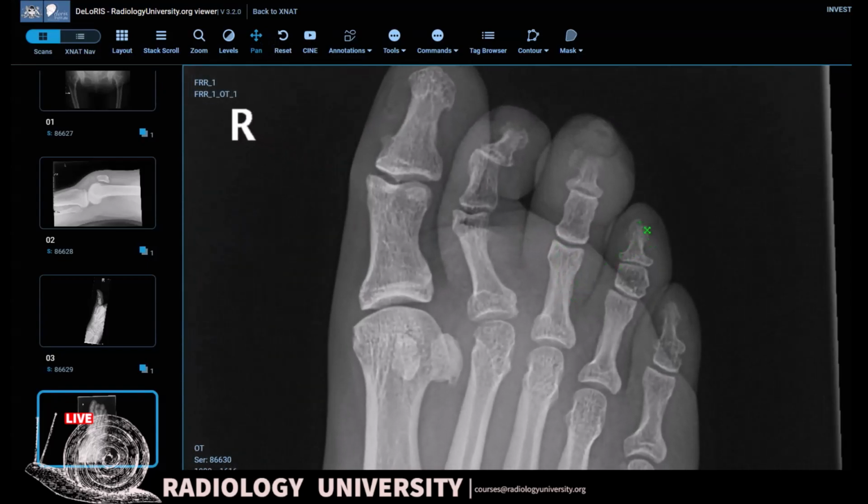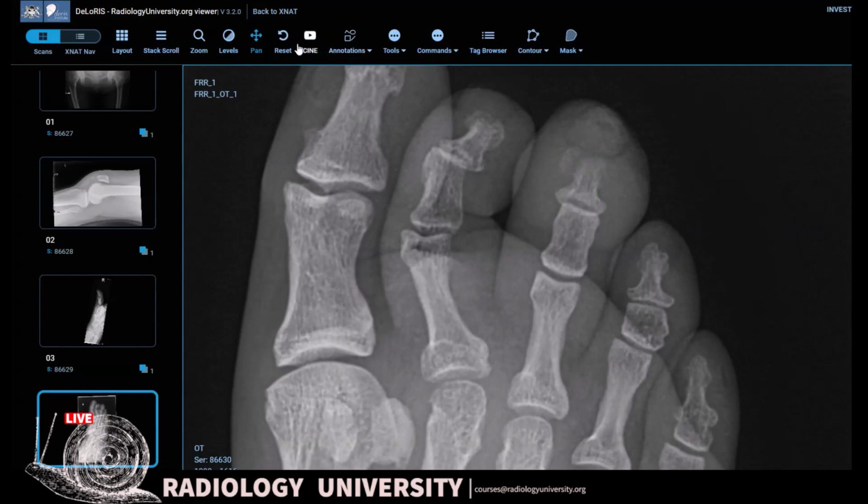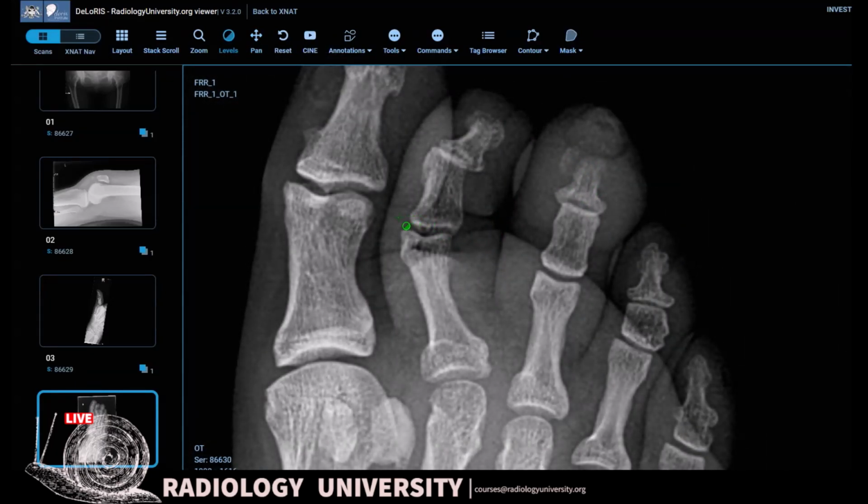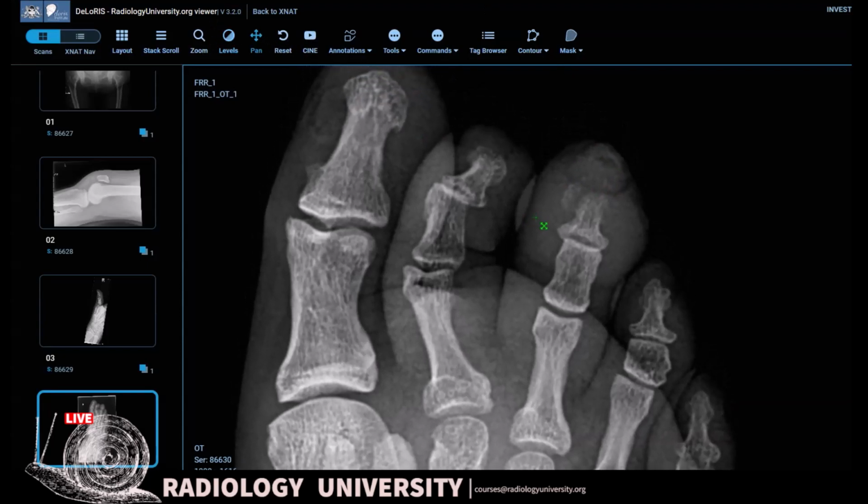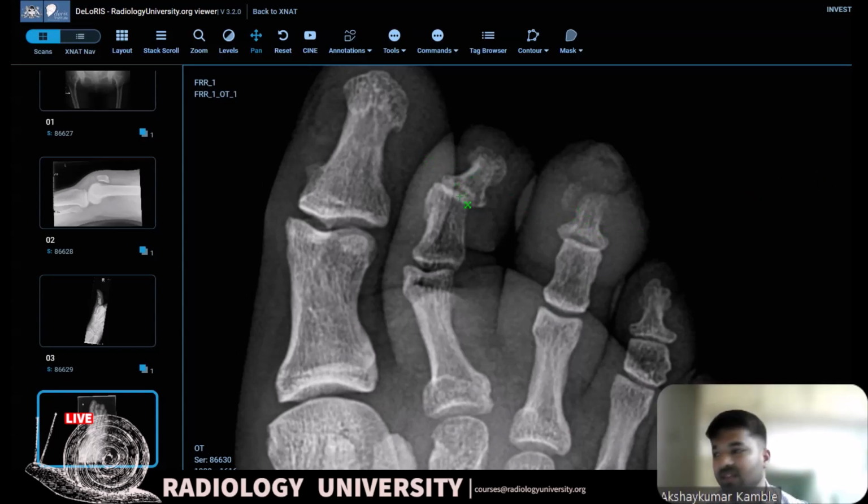So you look at the soft tissue end here. Look at these ends. If I really play with the window, you can see there are some bony fragments around, and there is a soft tissue here. So what is really going on here? Could be infective, like osteomyelitis. Yes, very good. That's osteomyelitis of the third toe distal phalanx.